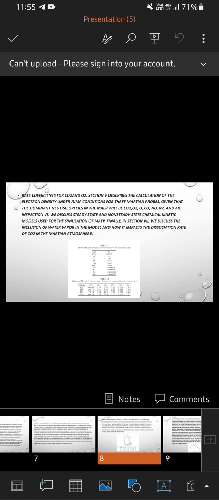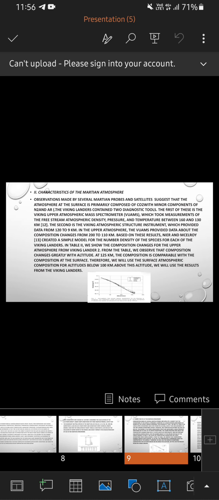In section 6, we discuss steady state and non-steady state chemical kinetic models used for the simulation of MAEP. Finally, in section 7, we discuss the inclusion of water vapor in the module and how it impacts the dissociation rate of CO2 in the Martian atmosphere. The table is given below.